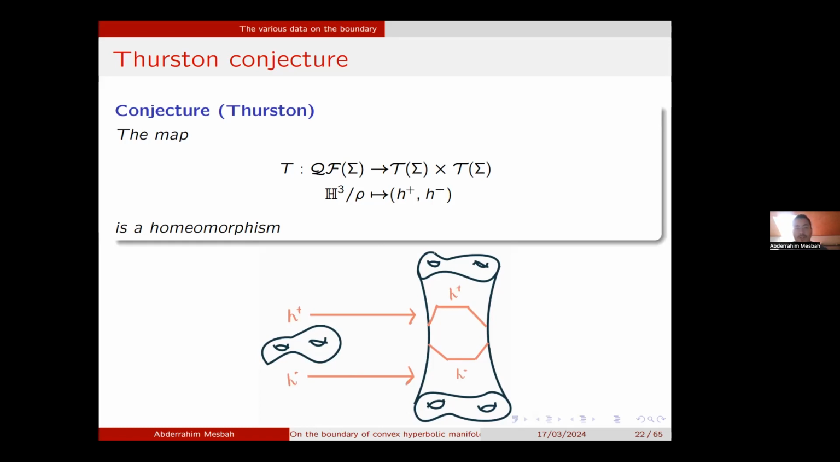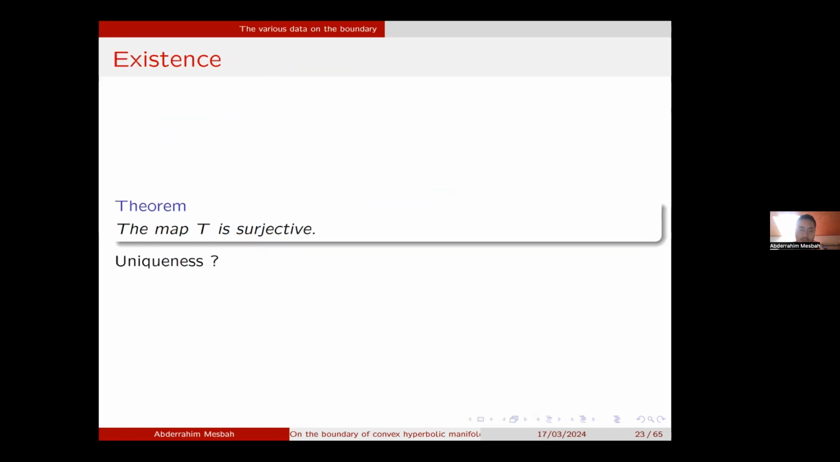So Bers' theorem showed that the map associating to a quasi-Fuchsian manifold the conformal structures on the ideal boundary is a biholomorphism, and Thurston said that the map that associates to a quasi-Fuchsian manifold the hyperbolic metrics on the convex core is a homeomorphism. This question is still open, but we know surjectivity. The surjectivity is known, but the injectivity is not known.